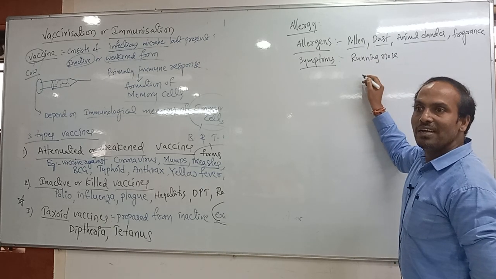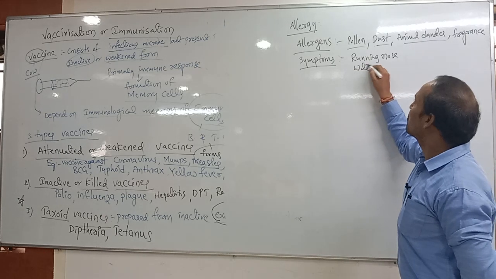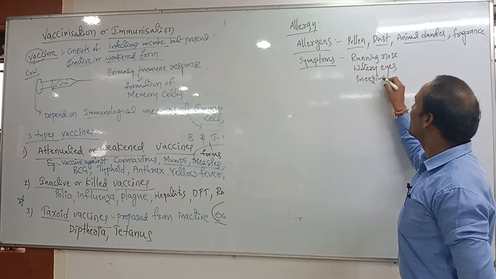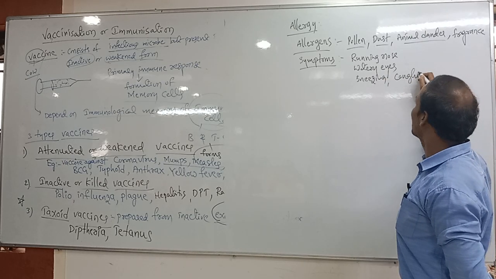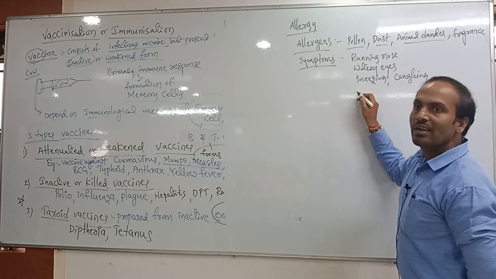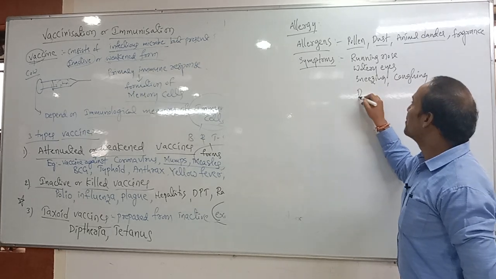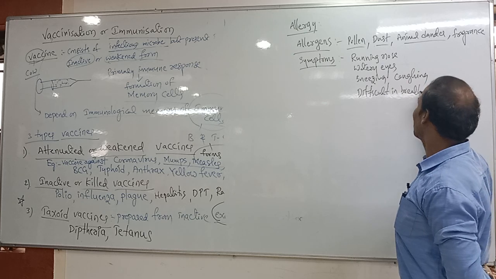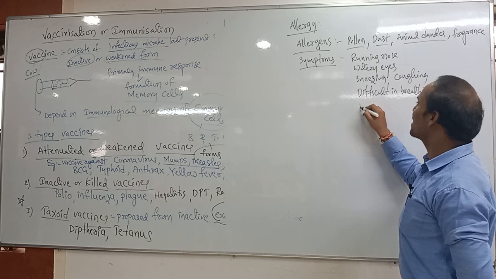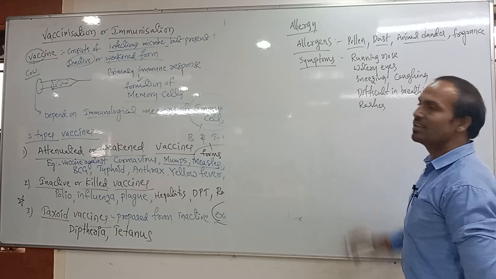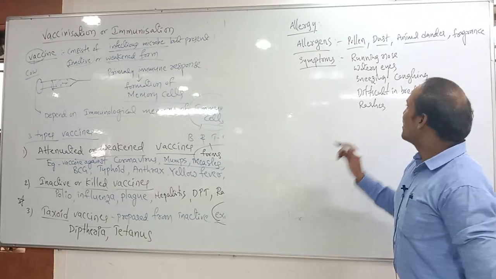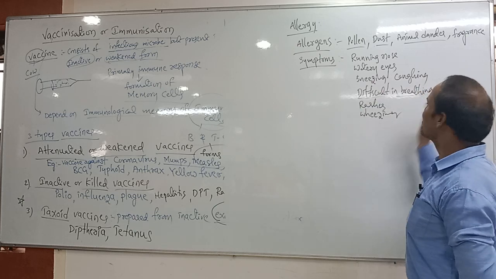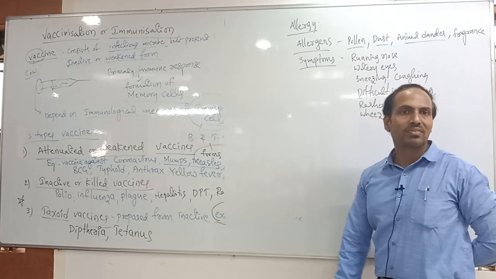Second, watery eyes, correct? Next one, sneezing, even coughing also. Okay, no? Coughing also. Next one, very good. Difficulty in breathing also is one of them. Okay, sometimes rashes also develop, rashes. And wheezing also, yes. Okay, so wheezing also. These all come under difficulty in breathing. These are all symptoms.